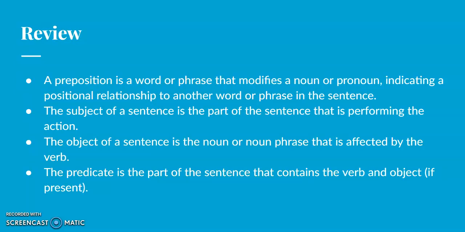So, to review, a preposition is a word or phrase that modifies a noun or pronoun indicating a positional relationship to another word or phrase in the sentence. The subject of a sentence is the part of the sentence that is performing the action. The object of a sentence is the part of the sentence that is affected by the verb. And the predicate is the part of the sentence that contains the verb and the object if the sentence has an object.